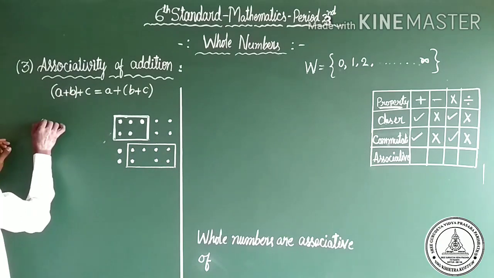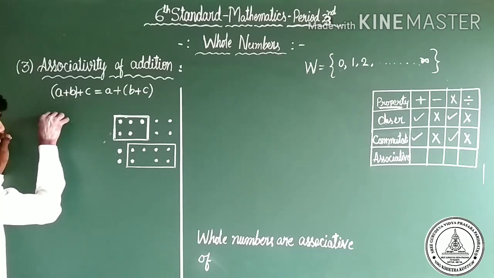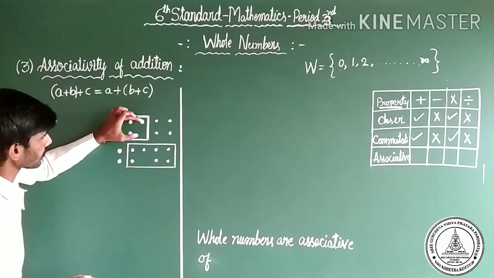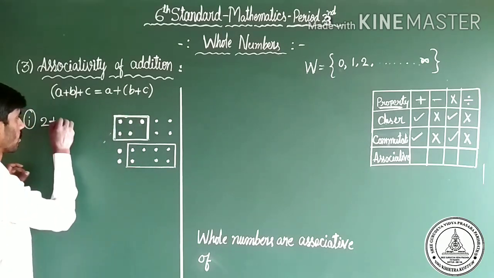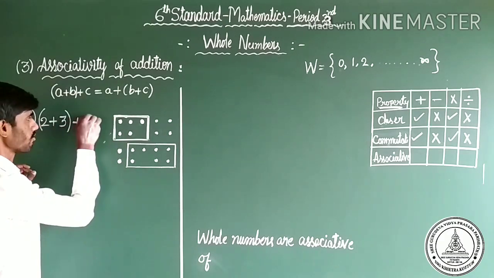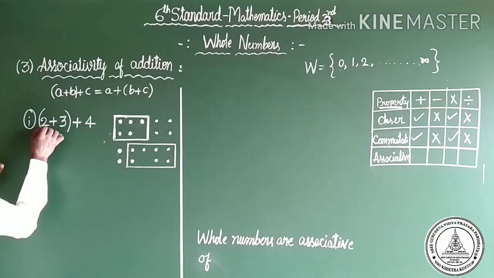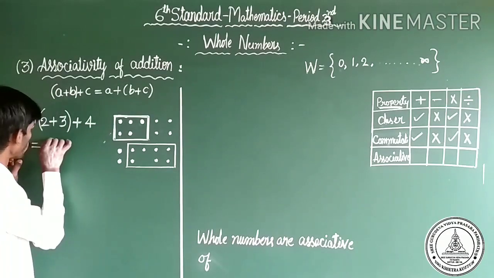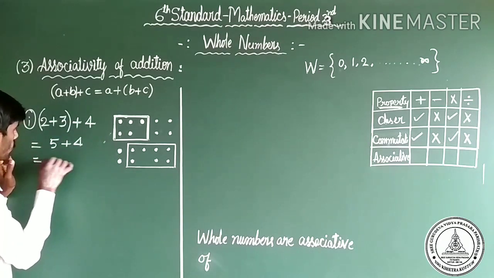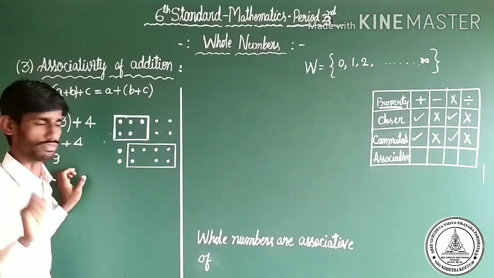Let us write in numeral. Observe here, this is the first case: 2 plus, here there are 3 dots, 1, 2, 3. This is one group, plus here is 4. There are 4 dots. Just solve it. 2 plus 3 is equal to 5. 5 plus 4 is equal to 9. Are you clear? 5 plus 4 is equal to 9.